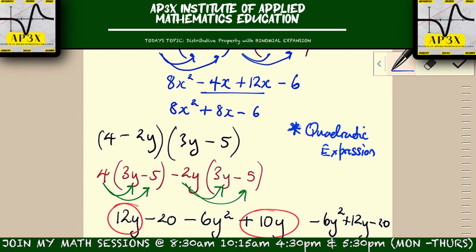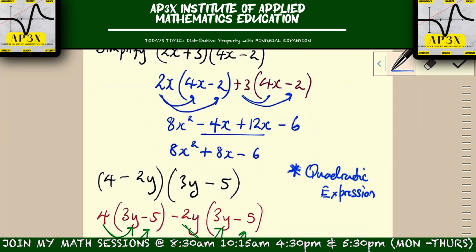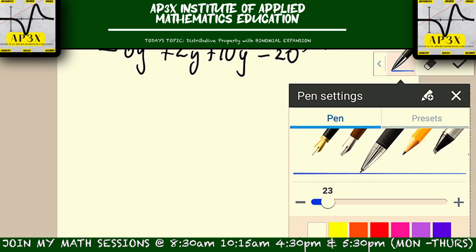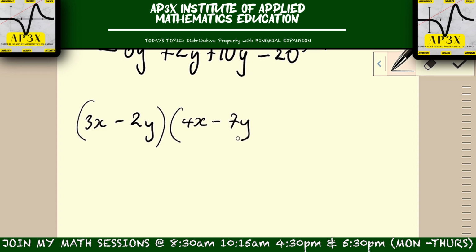All right, let's do another one. Let's make up our own examples then. All right, and I'd love for you guys to make up your own examples as well, so you can keep the practice on. Now, what we are looking at then is, in fact, say here, 3x minus 2y in brackets here multiplied by 4x minus 7y.